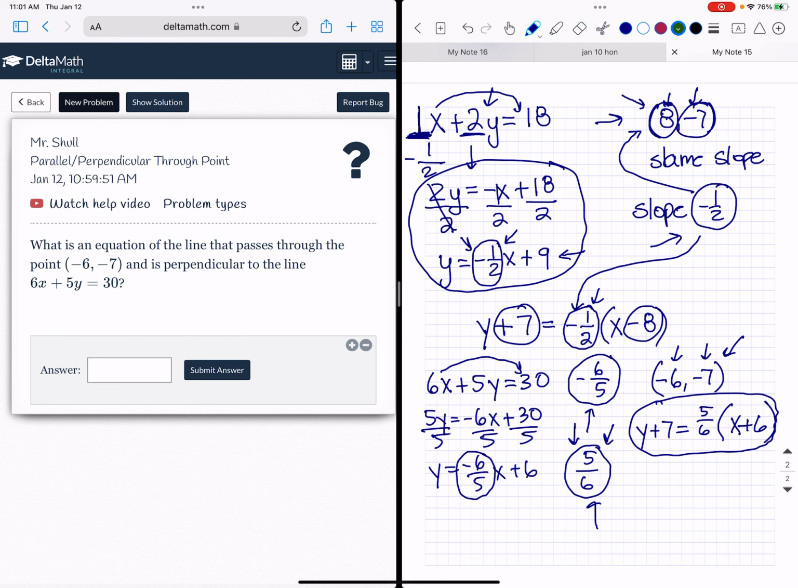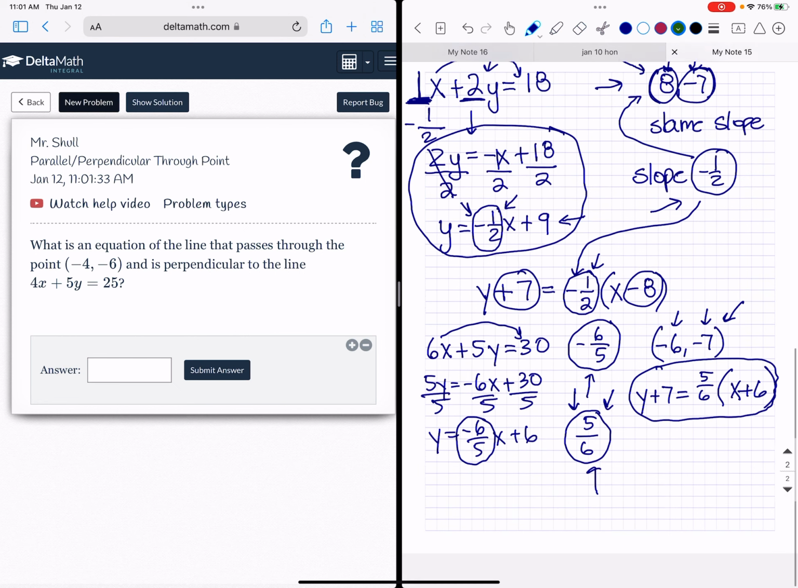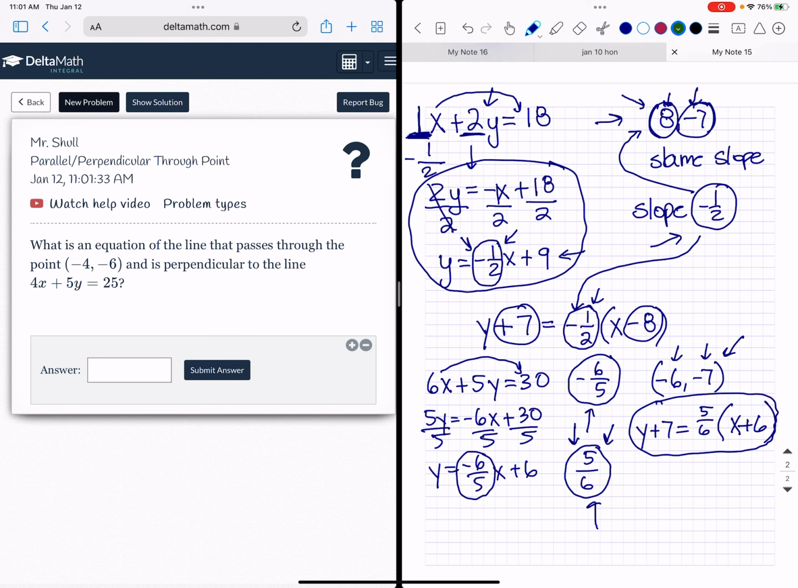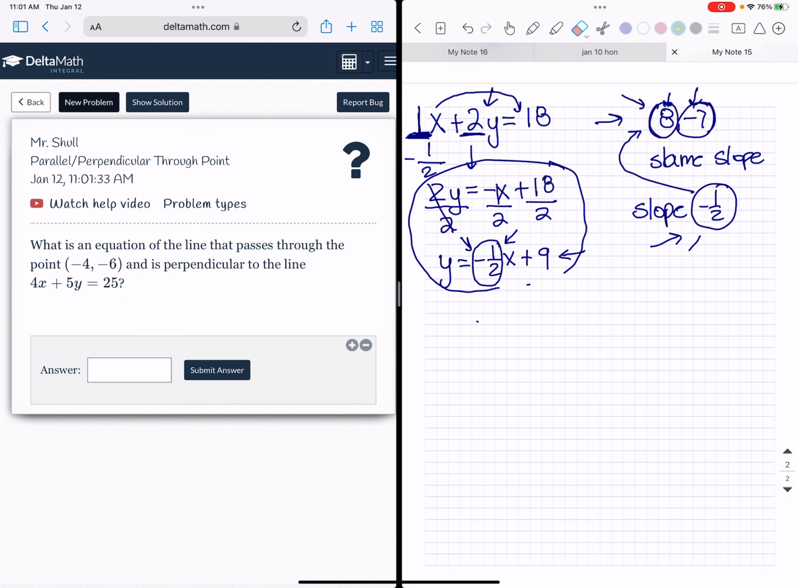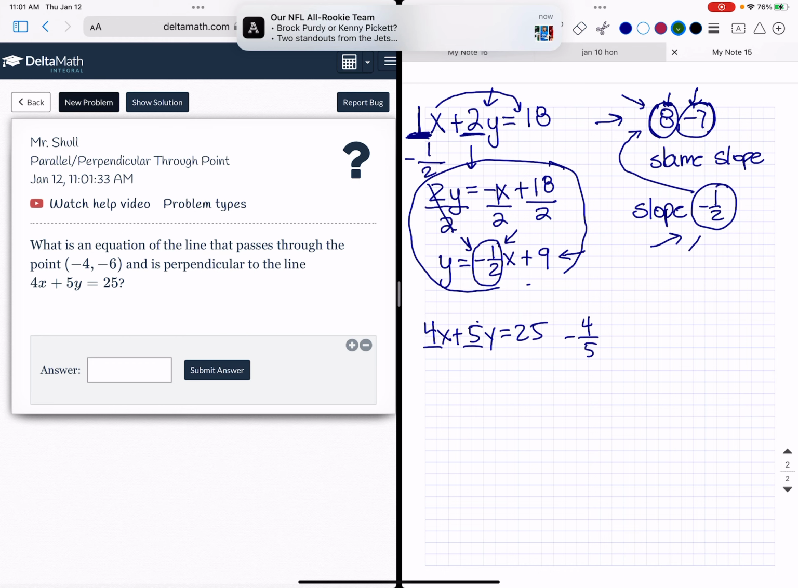I'll do one more. Okay, one more. Perpendicular to 4x plus 5y equals 25. If I know the shortcut, I know the slope of this line is 4/5, but make it negative, like switch the sign. So I know the slope of this line is negative 4/5.